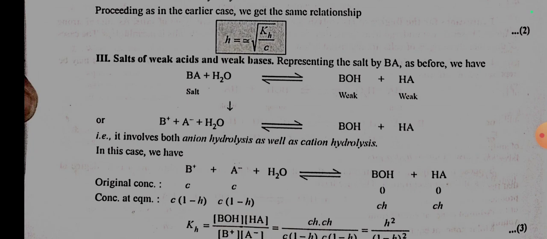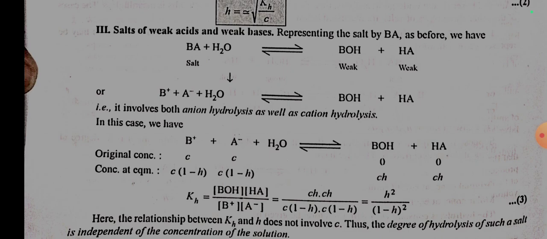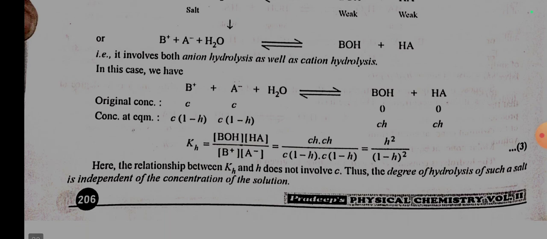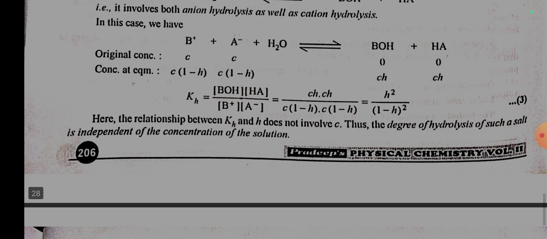Number 3. Salt of weak acid and weak base. Representing the salt BA as before, we have BA plus H2O in equilibrium with BOH plus HA, or B positive plus A negative plus H2O in equilibrium with BOH plus HA. That is, it involves both anion hydrolysis as well as cation hydrolysis. In this case, we have B positive plus A negative plus H2O in equilibrium with BOH plus HA. Original concentration C, 0, 0; at equilibrium C into (1 minus h), C into (1 minus h), Ch, Ch.